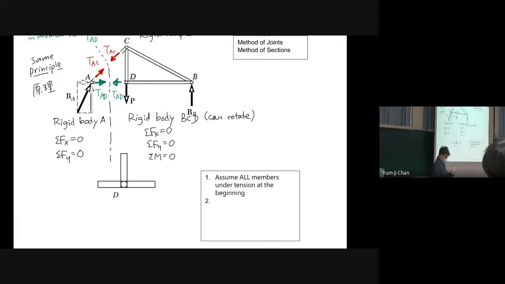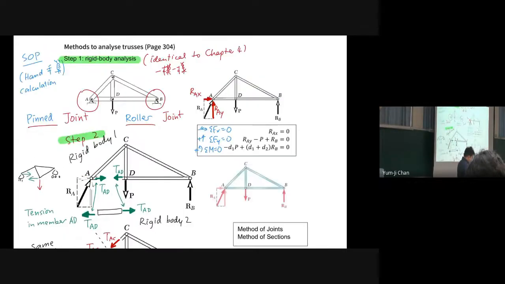In this system, RAY is known, RAX is known, RB is known. How many unknowns do we have in this system now? Because in the first step, let me go back to step 1. In step 1, we know the quantities RAX, RAY, and RB. These three are determined in step 1.